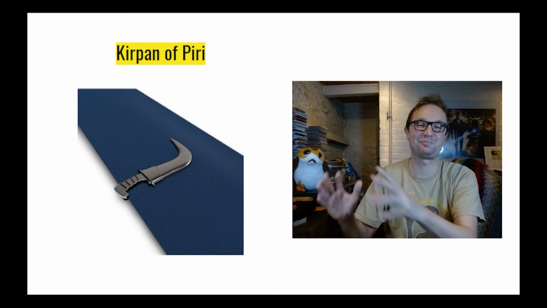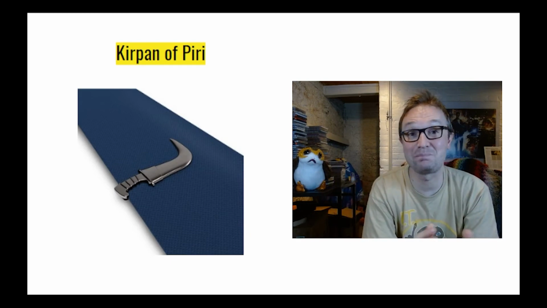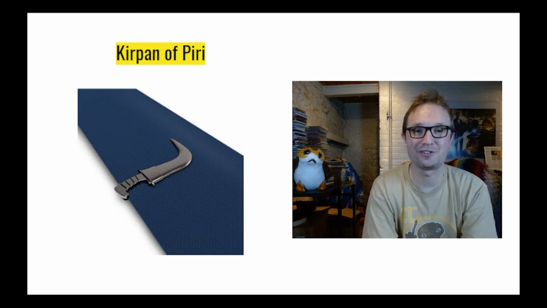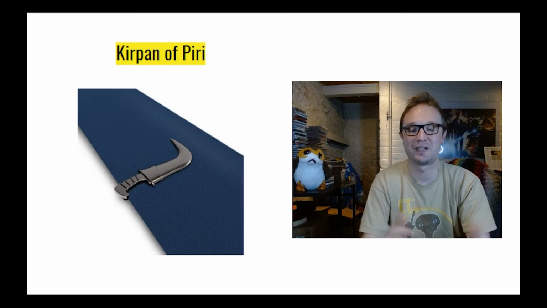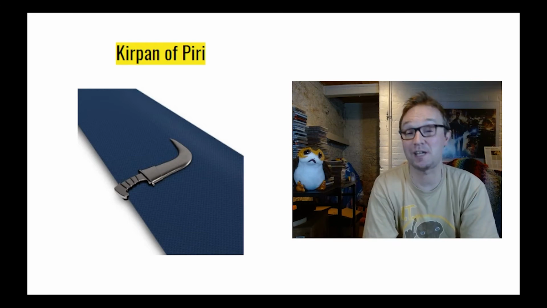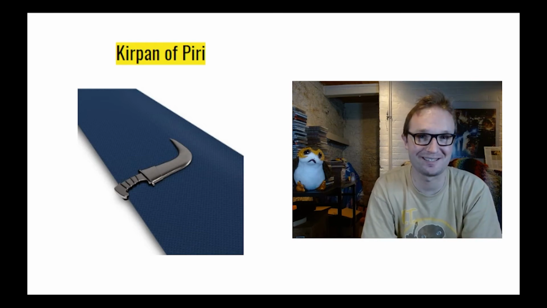The Kirpan of Piri symbolises spiritual authority. In other words, Sikhs have a duty to commit themselves to Waheguru and to display that in their everyday lives and to show it to others, particularly through seva or service.